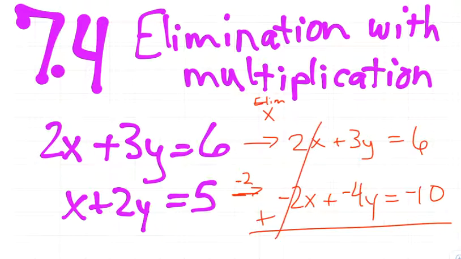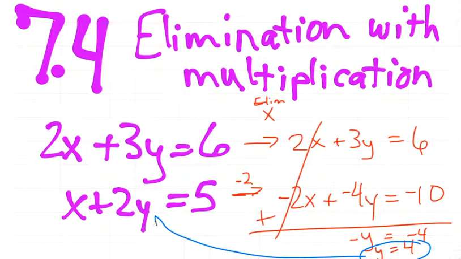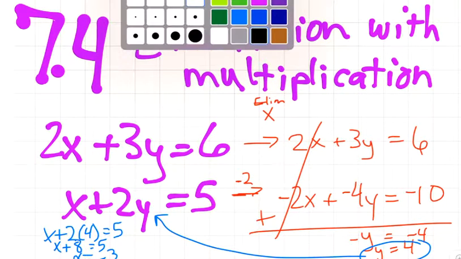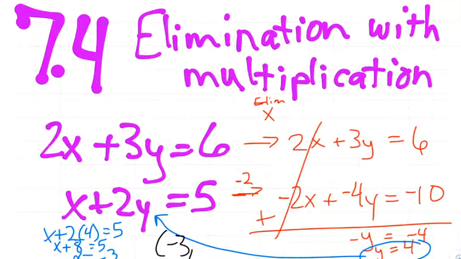So here's what we would have. We would have no x's left. Negative 1y equals negative 4, which means y equals 4. From there, we're going to take that answer and plug it back in so I can find out what x actually is. So x plus 2 times 4 equals 5, which means x plus 8 equals 5. And x is, in fact, a negative 3. So my final answer in this particular problem is negative 3, 4. Okay, that's our final answer.